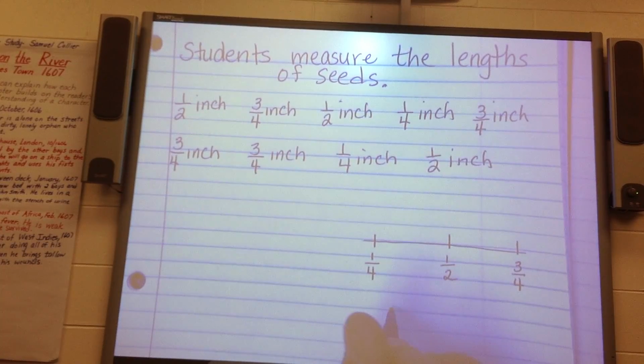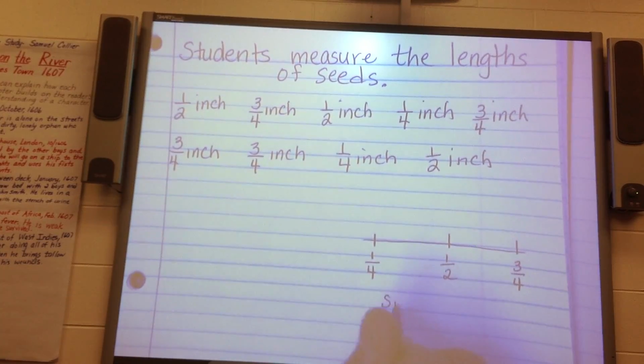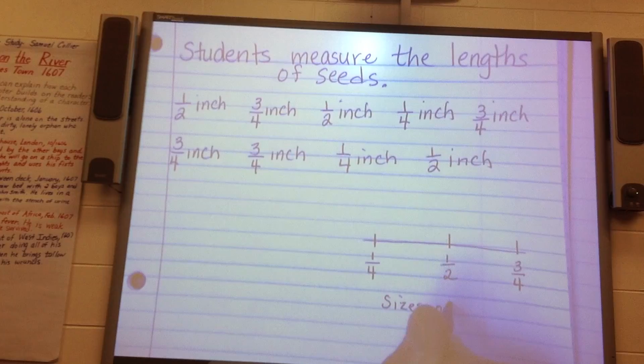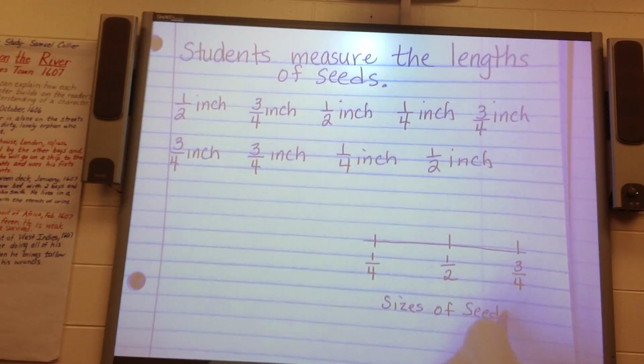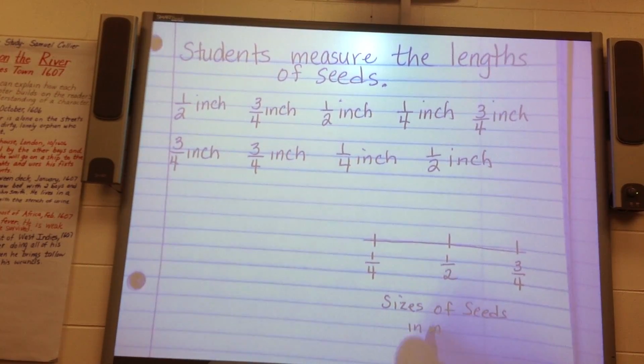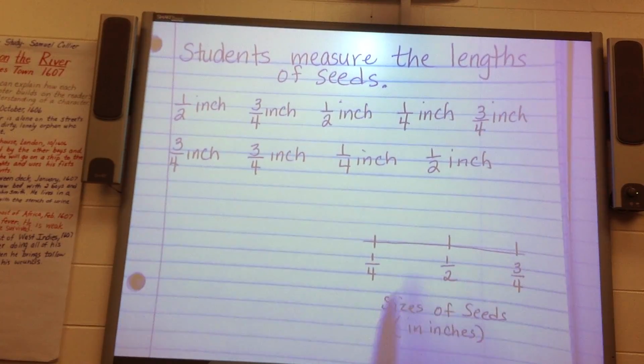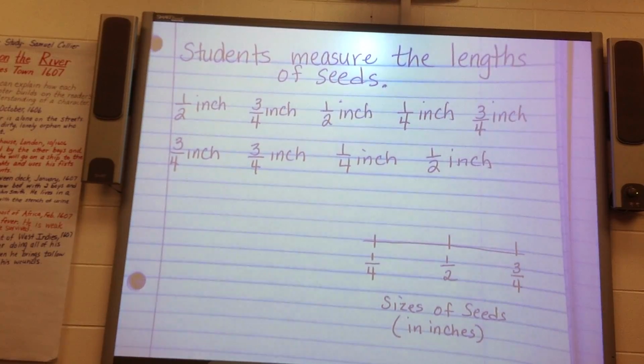So I'm going to call it Sizes of Seeds in Inches. And I like to do that so people know what these amounts mean. So they mean that they're the sizes of seeds in inches.